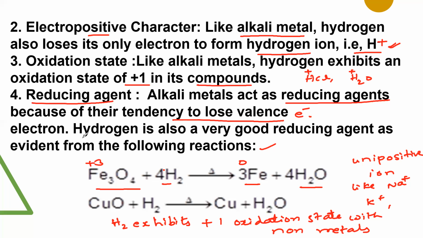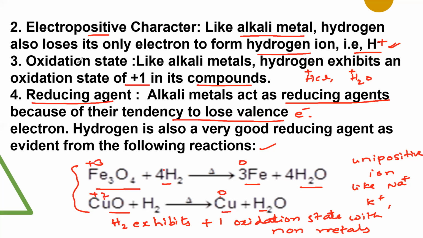Hydrogen is also a very good reducing agent in this reaction: cupric oxide on reaction with hydrogen forms copper plus water. Here copper's oxidation state changes from plus 2 to 0, which means reduction. So hydrogen brings reduction to copper oxide, reducing it to copper, and itself gets oxidized to water. By these two reactions, we can say hydrogen acts as a good reducing agent. That's why it is compared with alkali metals.